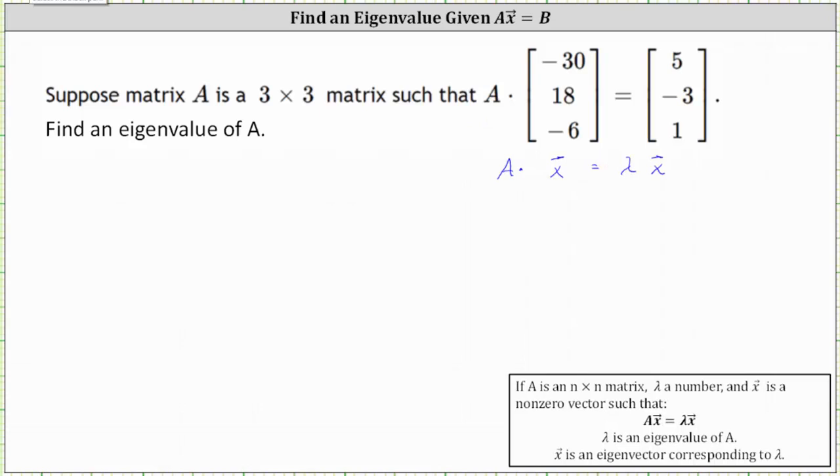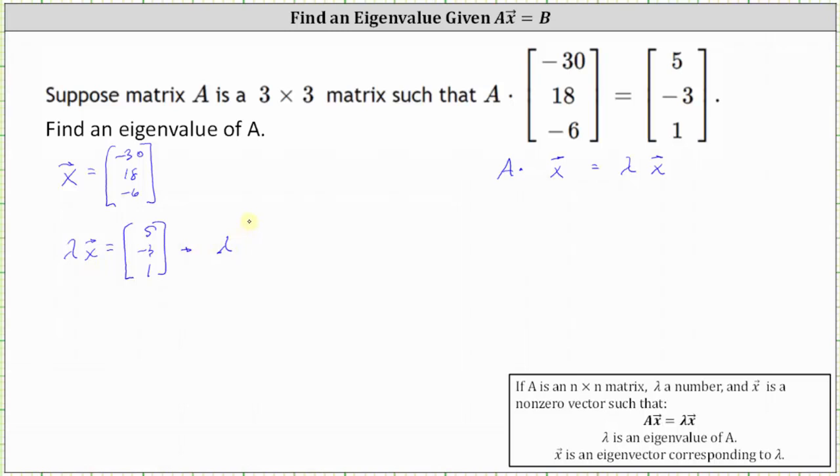This also indicates that the vector 5, negative 3, 1 is some scalar multiple of the vector negative 30, 18, negative 6. So we might be able to determine lambda just by inspection, but if not, the form of the equation indicates that vector x is equal to the vector negative 30, 18, negative 6, and lambda times vector x is equal to the vector 5, negative 3, 1. So if we need to, we can substitute vector x into the second equation and solve for lambda. So let's go ahead and show that.